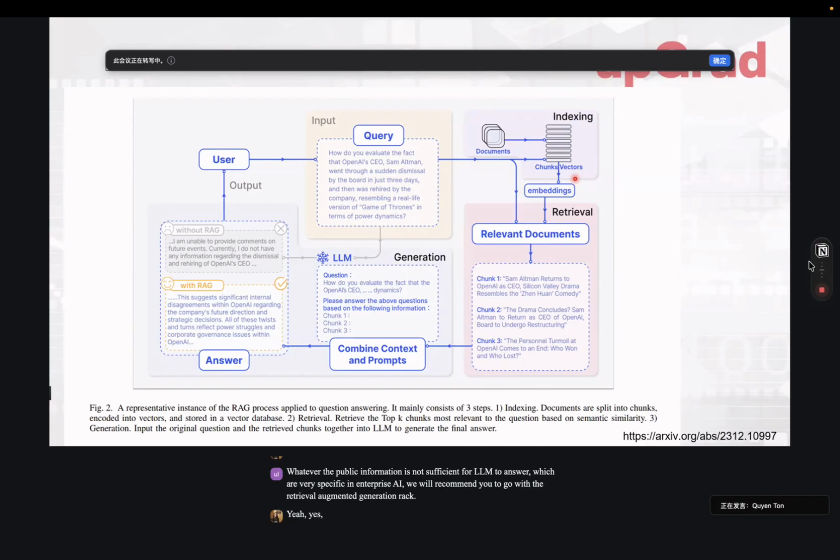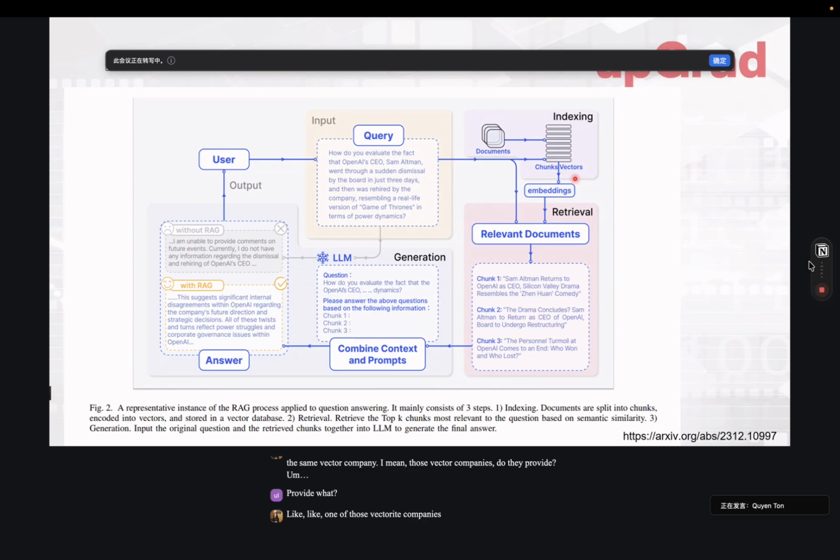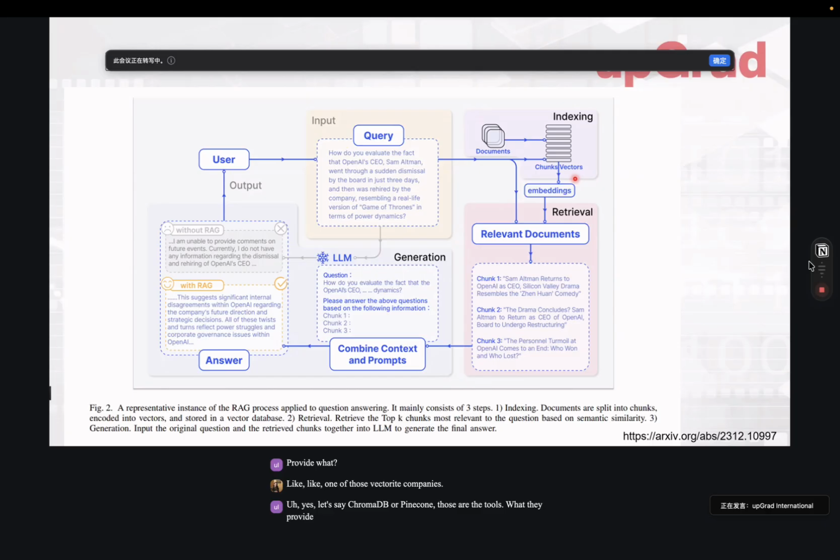Yes. Sorry, I should be clearer. So in real life, do we do RAG using those vector companies? Let's say ChromaDB or Pinecone. Those are the tools. What they provide you is the structure. That's it. They don't have any access to your data.